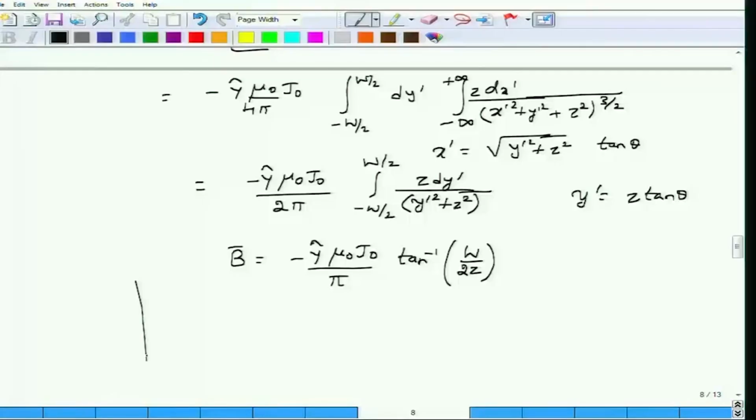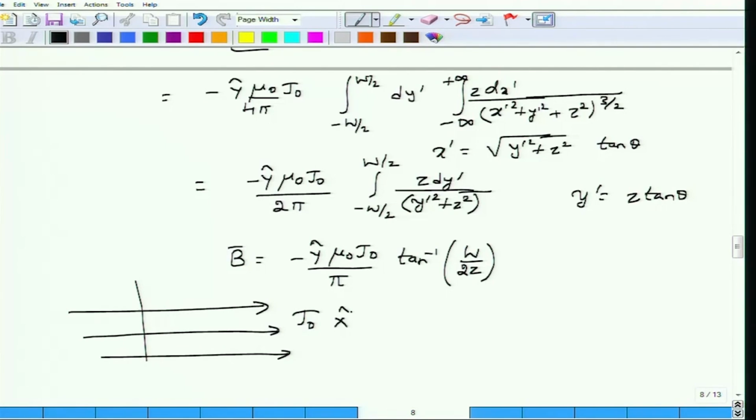So if you imagine this x plane direction, this j0 x hat as the current density vector, then the magnetic field is actually directed in the minus y direction at all these points. Of course, for a given value of z, these field lines would be constant, but at different planes they would all change. For example, right on the axis at z is equal to 0, what would be the value of the B field? At z equal to 0, tan inverse of infinity is pi by 2, and there is a minus sign up there.